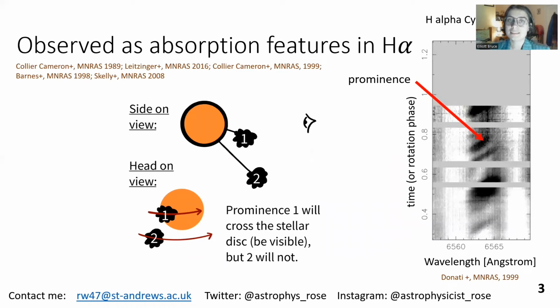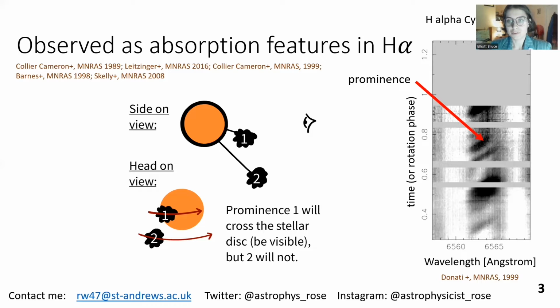We see these slingshot prominences on rapidly rotating stars. So examples of stars that you might have heard of include AB Doradus or Speedy Mic. And they're observed as absorption features in the H alpha line. And so there's an observational plot on screen. And so we see this absorption feature when the prominence transits the stellar disk. So they have to pass in front of the star for us to see them.